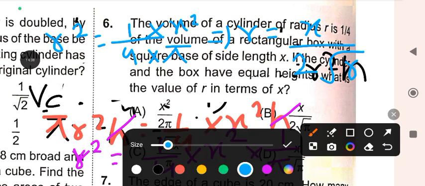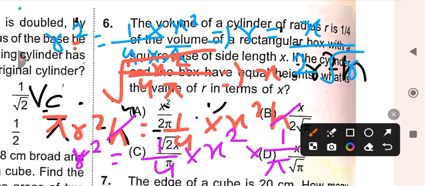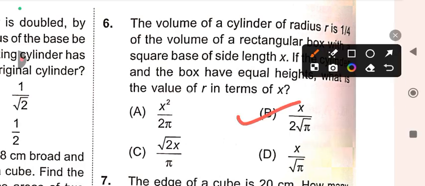Why this answer? Because we did one thing: here is square, so the under root will go over that. So 1 upon x square upon 4 pi, we are going to put under root. So x square will come out and 4 will come out, so only pi will be there in the under root. So option number 2 is correct.